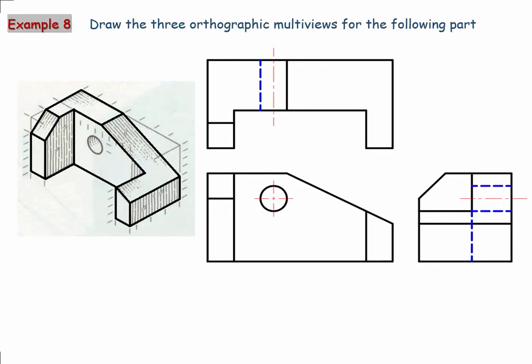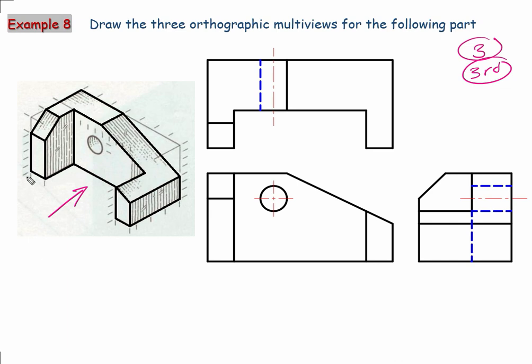Now, in this example, we have a 3D object. Let me teach you how we can construct the multiviews. Remember that we want to draw three multiviews using the third angle parallel projection. The first step, select the front view. I will select this side to be the front view because most features can be seen in the front view, and the longest dimension is in the front view. So I will choose this one as the front view.